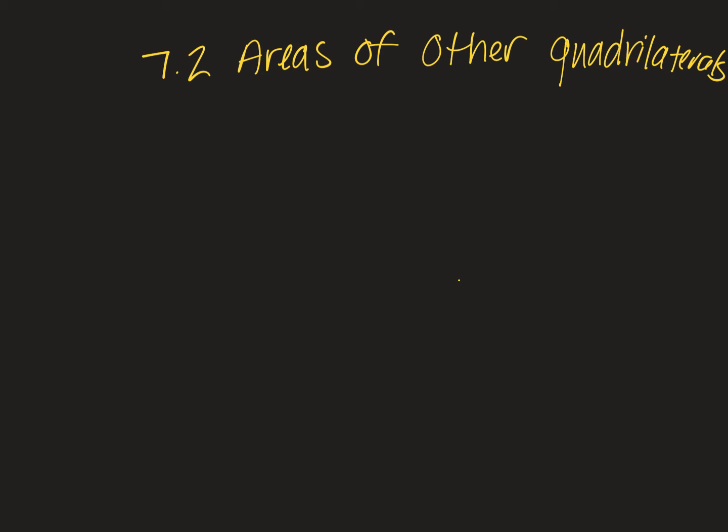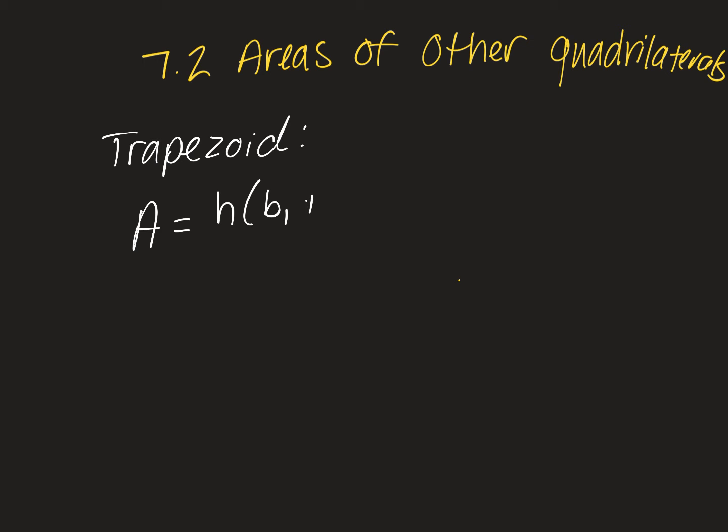All right, so we're going to learn how to find the areas of all the other quadrilaterals we learned about in the last chapter. So the first one we're going to do is a trapezoid. So the area of a trapezoid is the height times the sum of the bases divided by 2.